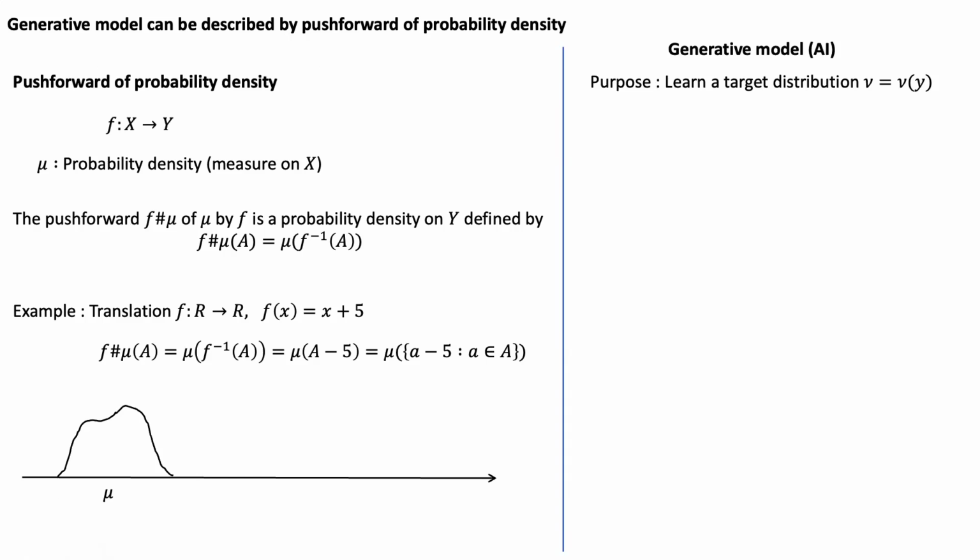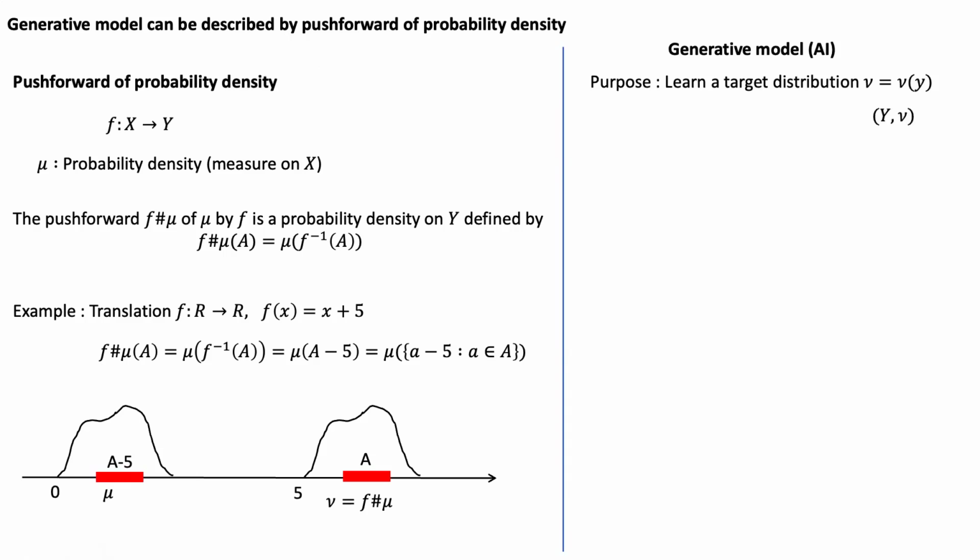If you illustrate it as a picture, you have an input measure. Then it is pushed forward by this translation, which will be just translation by 5, like this. Then if you want to compute the probability or measure of this subset, you do this by pulling it back to the original measure.